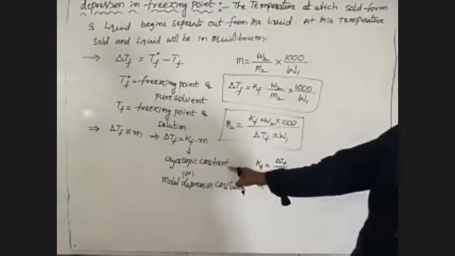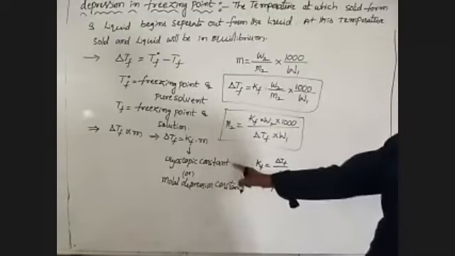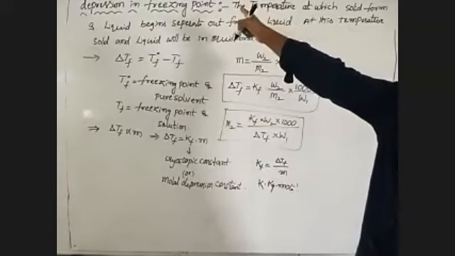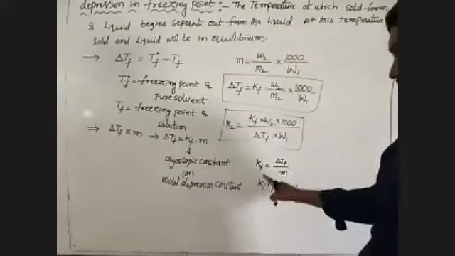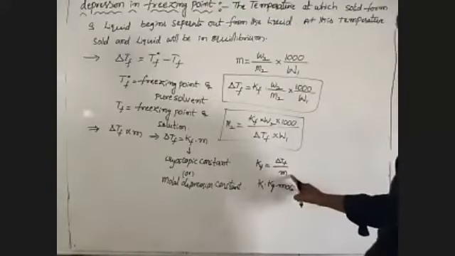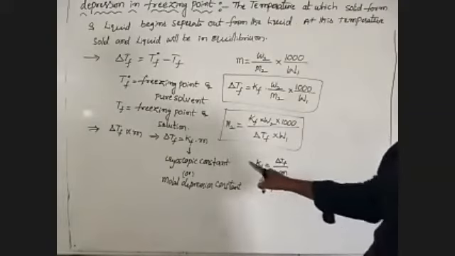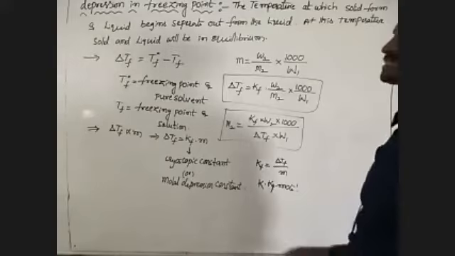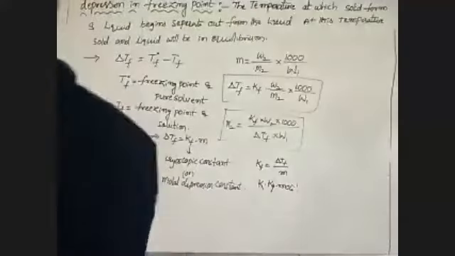The next one, cryoscopic constant. Cryoscopic constant means depression in freezing point observed in 1 molal solution. That means Kf is equal to delta Tf by m. Units of cryoscopic constant are K kg mol inverse. Okay, that is depression in freezing point. Okay, next one.